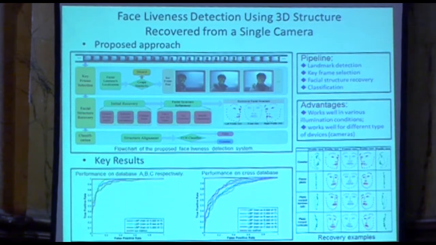Because existing databases usually contain face images with small variations, we collected 3 new databases with large pose variations, and we evaluate the proposed method on these 3 databases. This method achieved perfect performance on these 3 databases, 100%. The advantage of this method is that it works well in various illumination conditions, various qualities, and for different types of cameras.